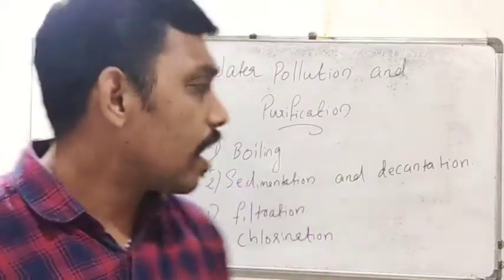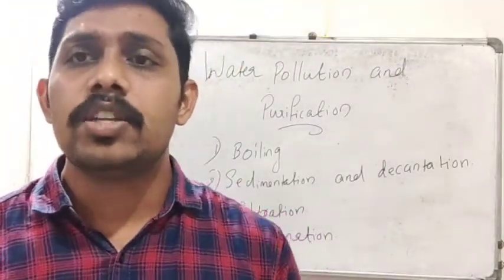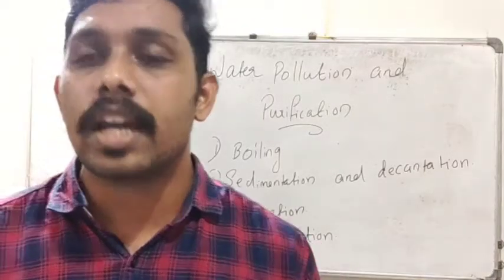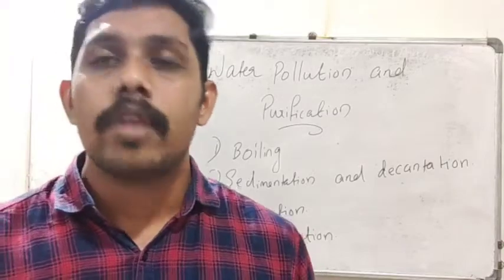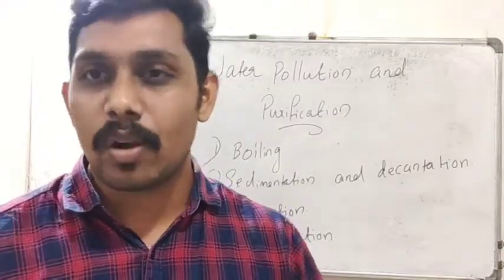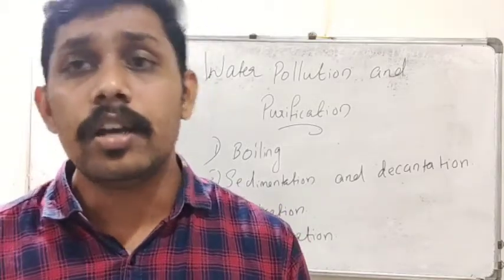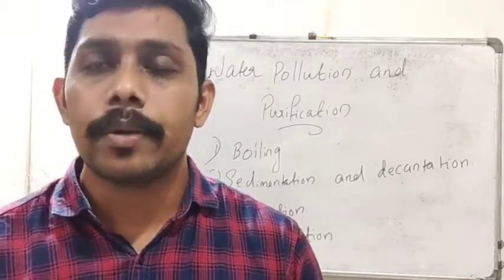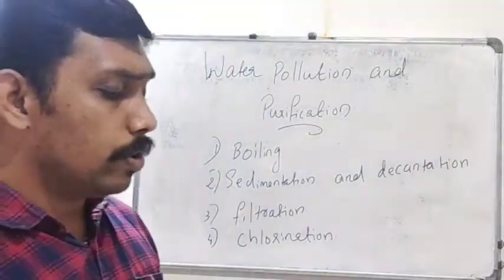And finally we have another method that is called chlorination. We need to use some chemicals to clean the water. In our well, in our tank, we use chemicals such as chlorine. And it becomes clean. That is called chlorination. So this is water pollution and purification.